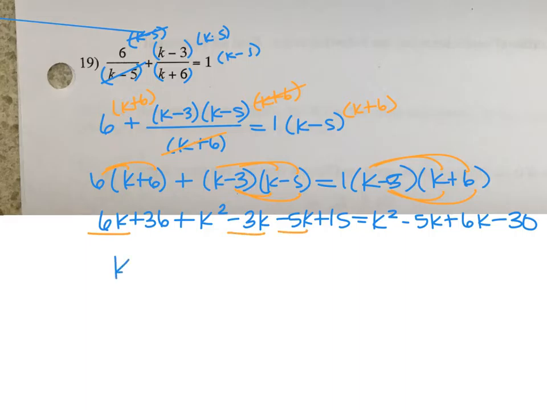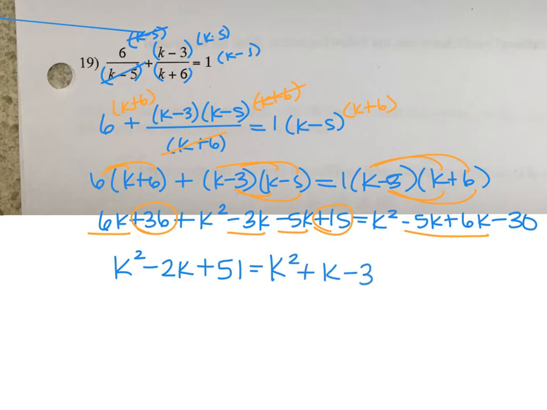So I'm going to have k squared minus 2k. I also have 36 and 15 that I can put together, and that's going to give me plus 51 equals. All right, same idea on the other side. I've got to combine my like terms here in the middle. So I'm going to have equals k squared plus k minus 30. You may notice that this one is really going to be nice because my k squareds are going to cancel each other out because they're on opposite sides.